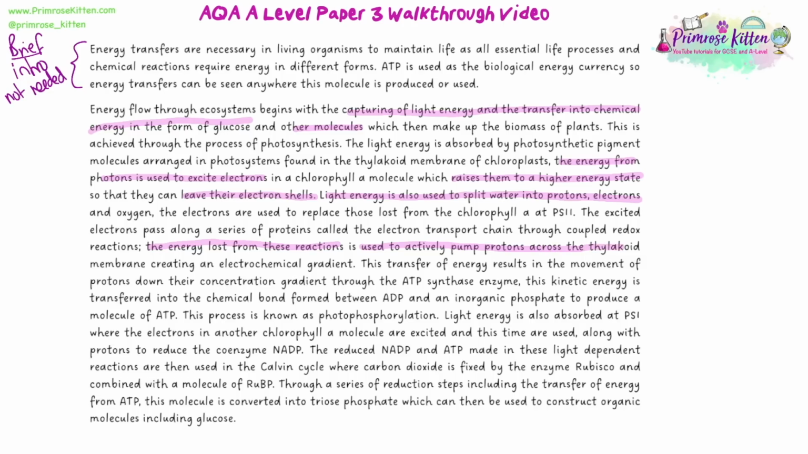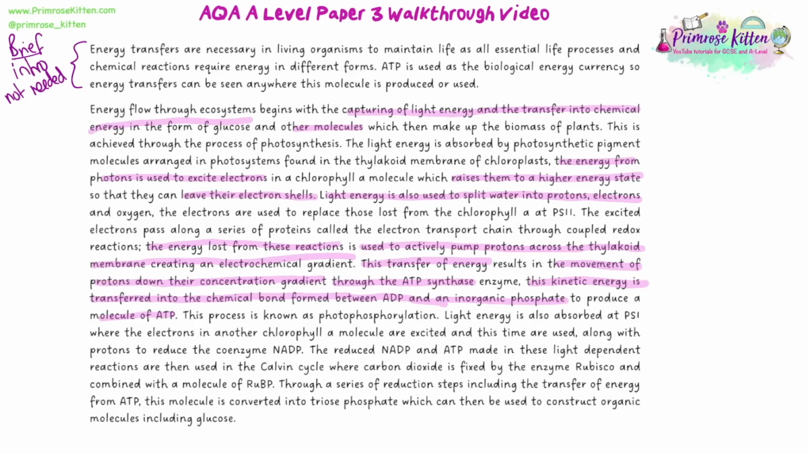The excited electrons pass along a series of proteins called the electron transport chain through coupled redox reactions. The energy lost from these reactions is used to actively pump protons across the thylakoid membrane, creating an electrochemical gradient. This transfer of energy results in the movement of protons down their concentration gradient through the ATP synthase enzyme. This kinetic energy is transferred into the chemical bond formed between ADP and inorganic phosphate to produce a molecule of ATP. This process is known as photophosphorylation.